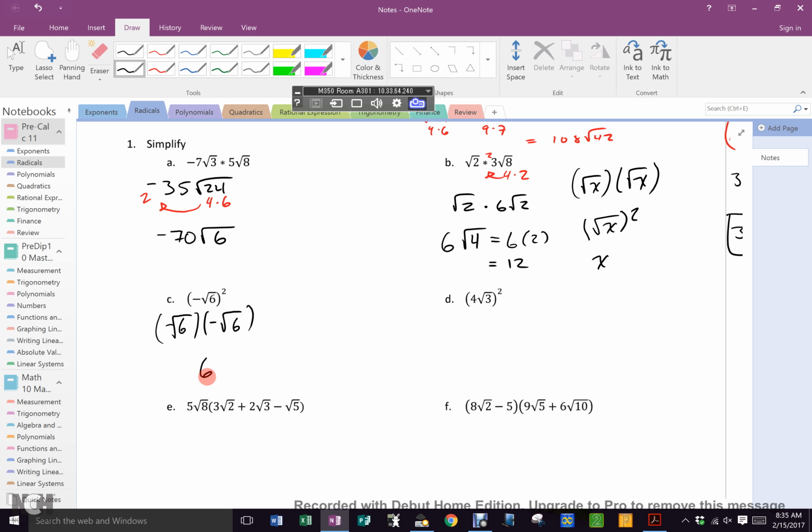Okay. Look at D. What is being squared? The 4 and the root 3. So what do I have there? I really have 4 root 3 times 4 root 3, which is really 4 times 4 and root 3 times root 3, correct? 4 times 4 is 16 times root 3 times root 3, which is 3, so it's really 48.